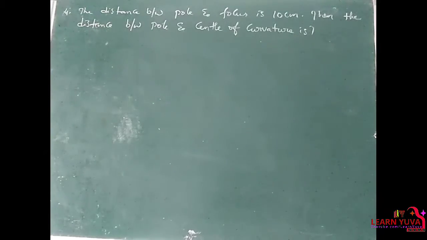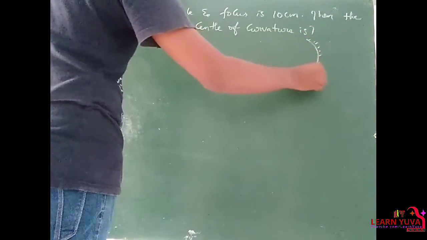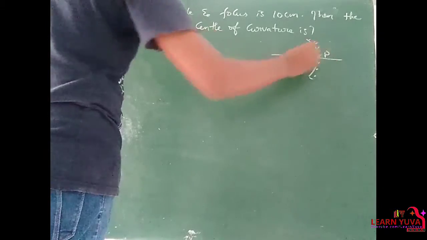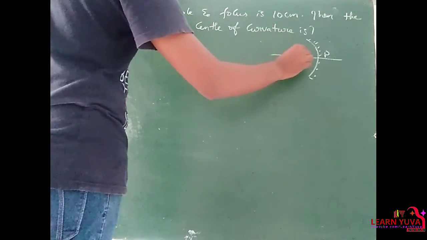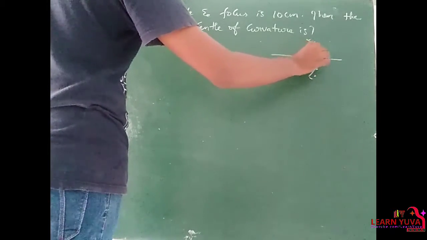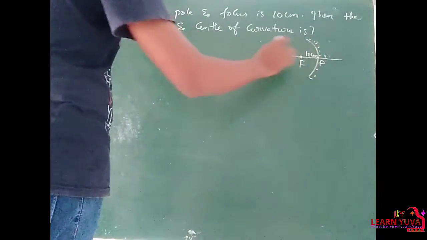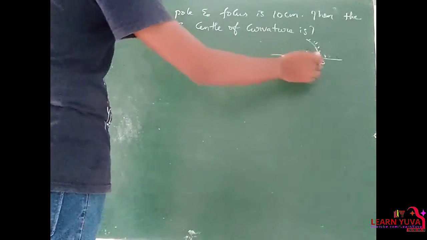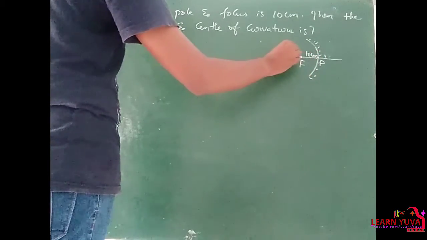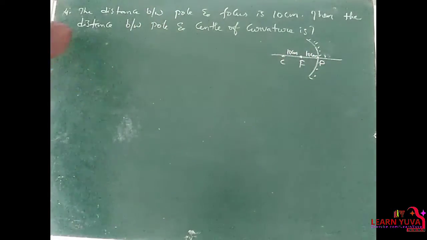The distance between pole and focus is 10 centimeters. Then what is the distance between pole and center of curvature? So let's take the concave mirror. This is the pole, and he gave the pole and focus. So it is the focus, and the distance between pole and focus is 10 centimeters. Then this is the center of curvature. If P to F is 10, then F to C is also 10. Then what is the distance from P to C?